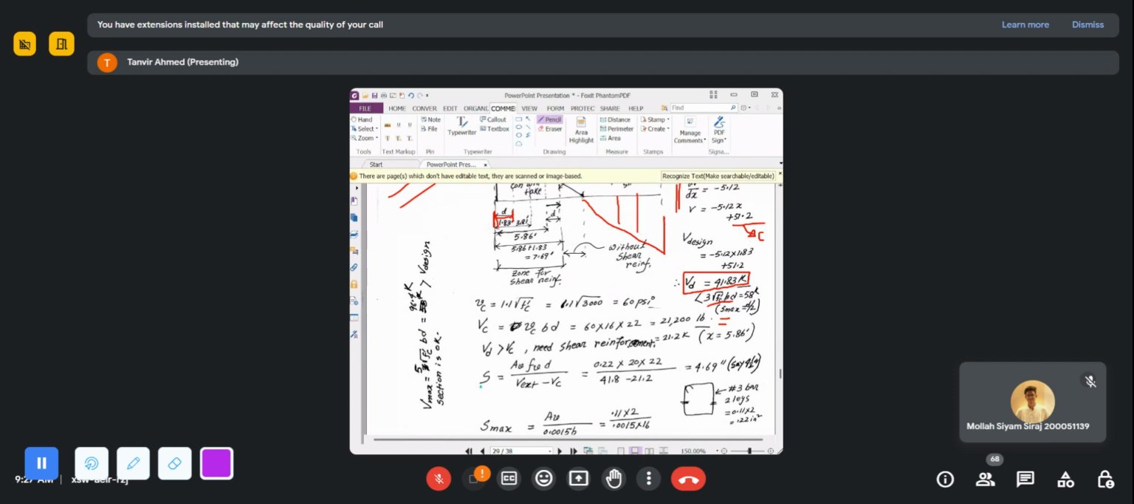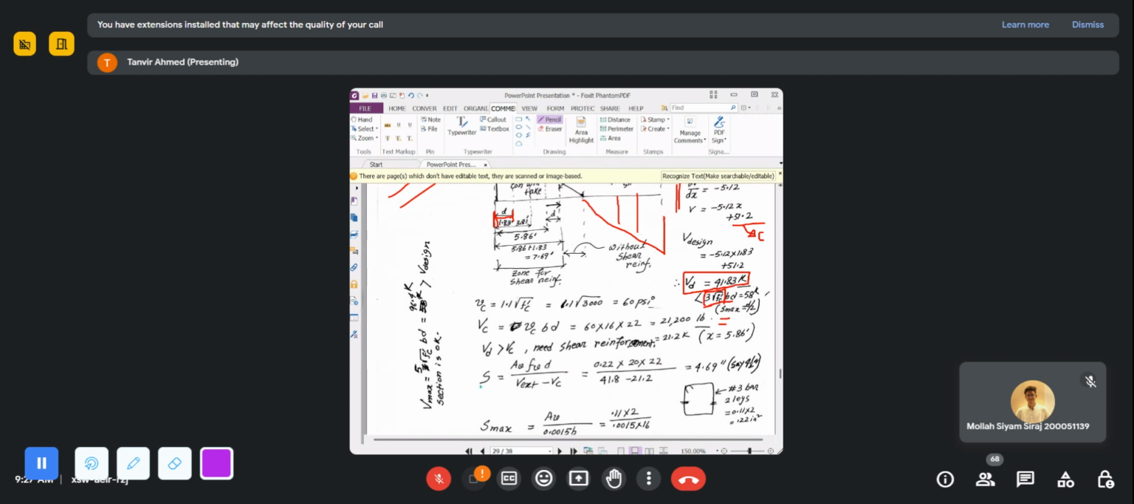This 3 square root of fc prime is the shear stress. Now if you multiply with BD, then you get the shear force. Okay, so 3 square root of fc prime BD gives you value 58, and your design shear force is 41.83, which is less than 58. So you can take a maximum shear spacing of D by 2.